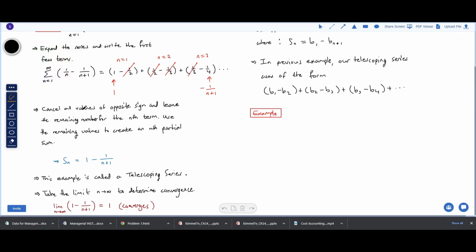All right, so for this one, we want to find the sum from n equals 1 to infinity of 2 divided by 4n squared minus 1. We want to see if this series converges or diverges. If it converges, then what does it converge to?